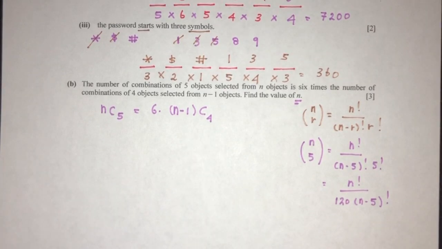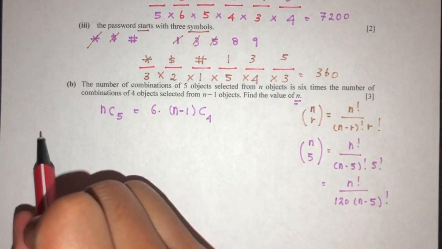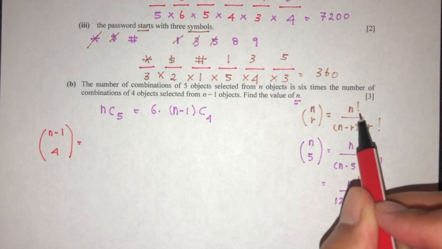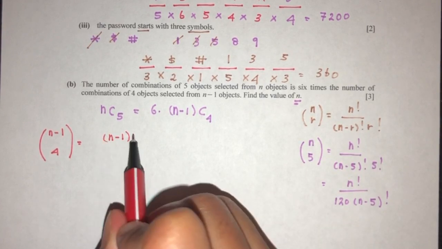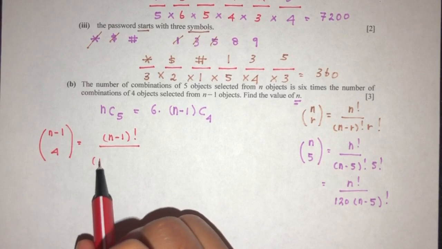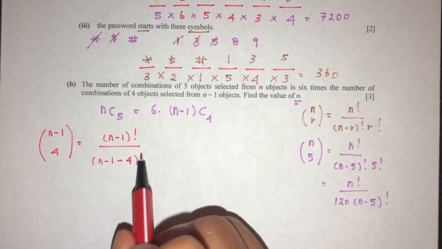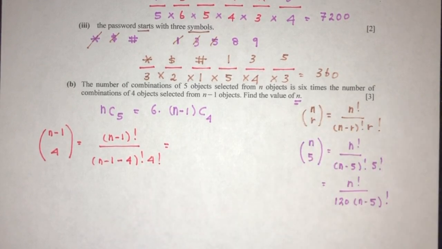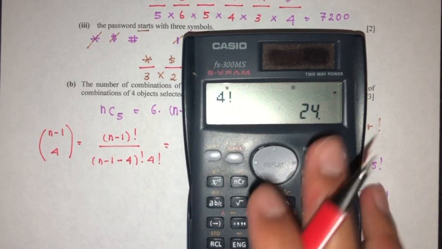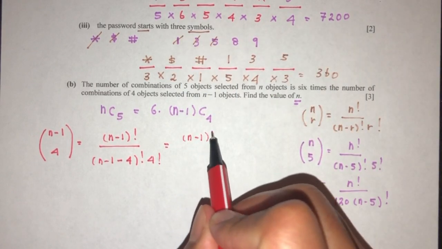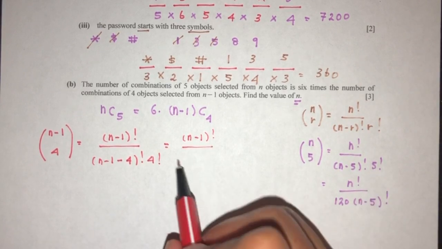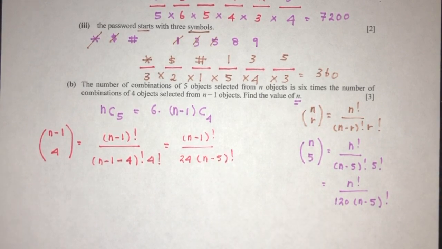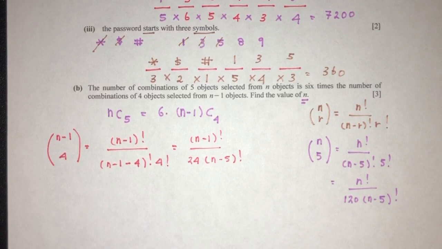Now for this side, let's see what happens. We have this one here, n minus 1 choose 4. By definition, according to this formula, it will be n minus 1 factorial over n minus 1 minus 4 factorial times 4 factorial. Simplify, 4 factorial will be 24. You will have n minus 1 factorial over 24 times n minus 5 factorial. Now we can try to simplify, obviously, replace back in the main equation. Let's see what happens.